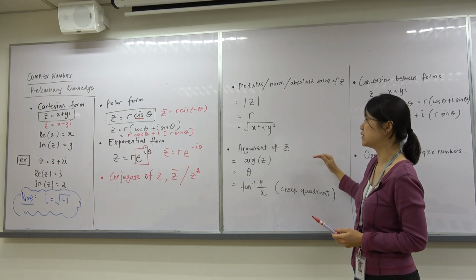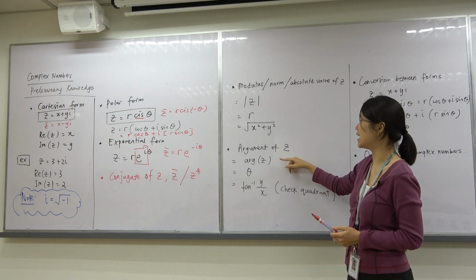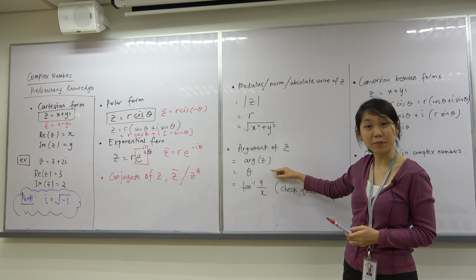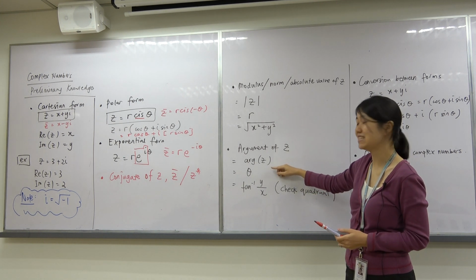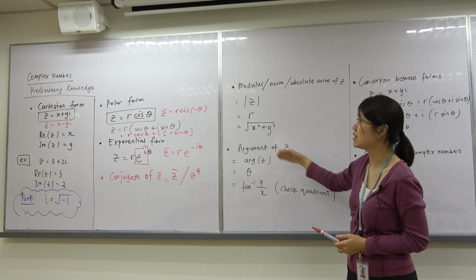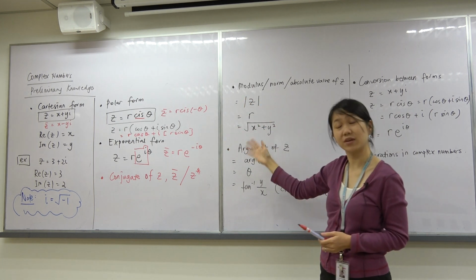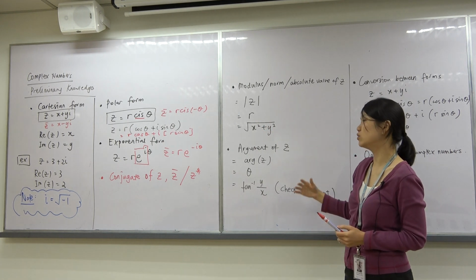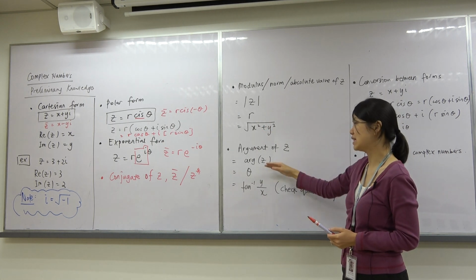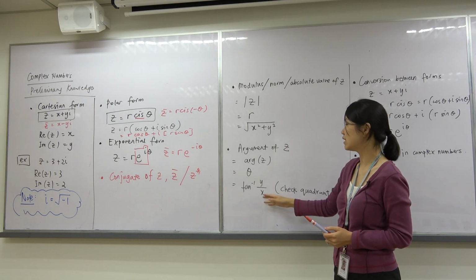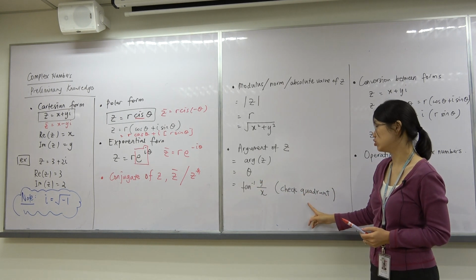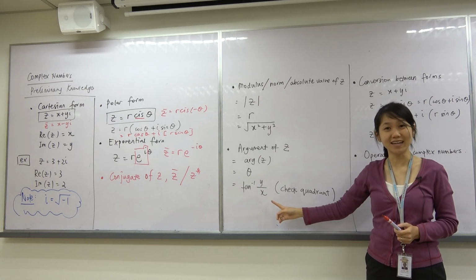What then for the argument of z? The argument of z is denoted as arg(z), and it is simply the angle from the positive x-axis, hence it is theta. For polar form and exponential form you can easily find theta, but for Cartesian form you need to do a little more work, where theta is calculated using the formula tan inverse of y over x. But bear in mind to check the quadrant when you are using this formula.